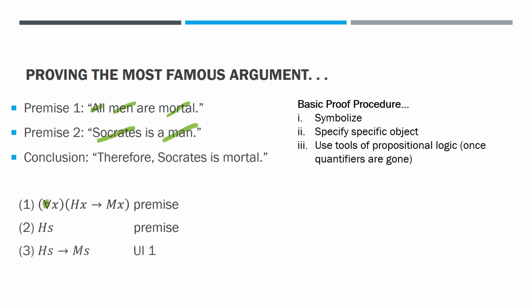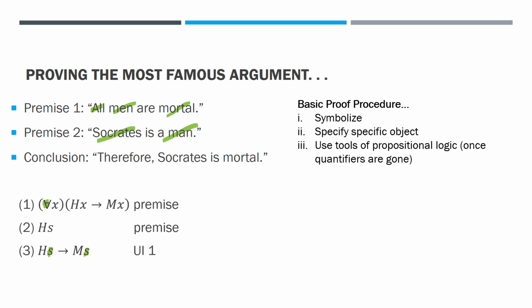It's very straightforward. We'll do a so-called universal instantiation of the first premise. So instead of x, we're going to substitute a specific object for x. We're going to substitute s, which stands for Socrates. So we'll say, if Socrates is a man, then Socrates is mortal.